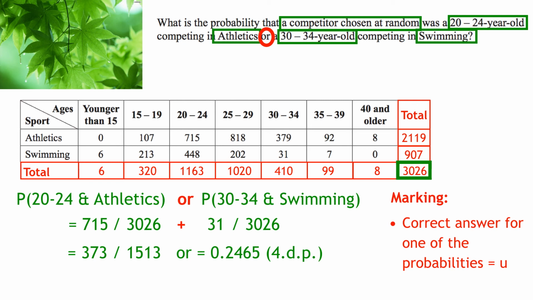So if you were to find one of the smaller probabilities, so for example, you found the probability somebody's in the 20 to 24-year-old age group and does athletics, so you found the 715 out of 3,026, or you'd found the other one, the 30 to 34-year-old swimmers. Finding one of those two would get you an achieved level skill. If you would put them all together to get the final answer of 373 out of 1,513 or the decimal, then that would have given you a merit level skill because it's a multi-step process which makes it into a merit level skill.